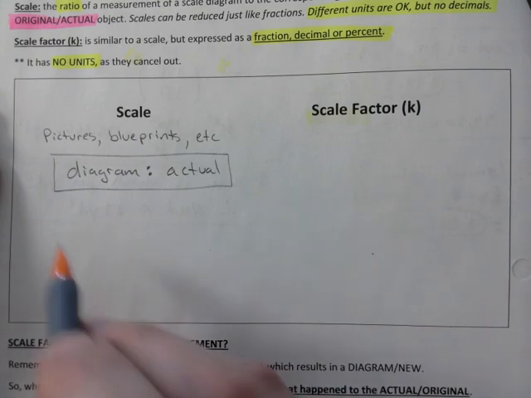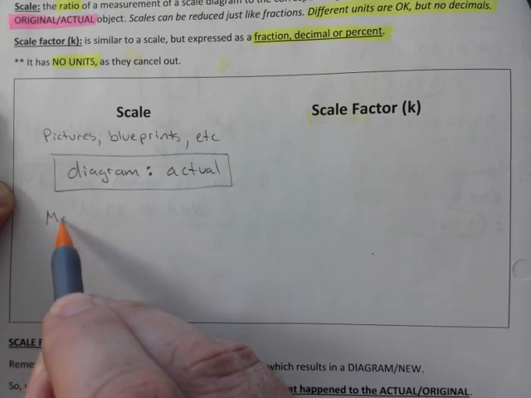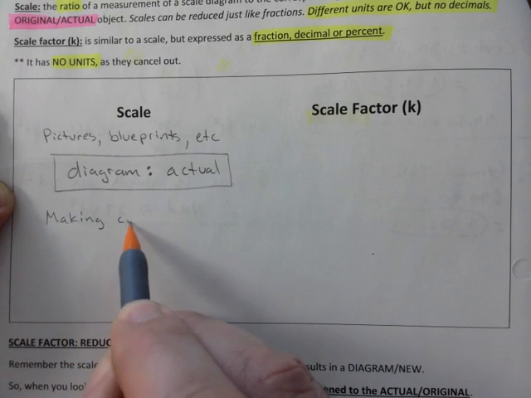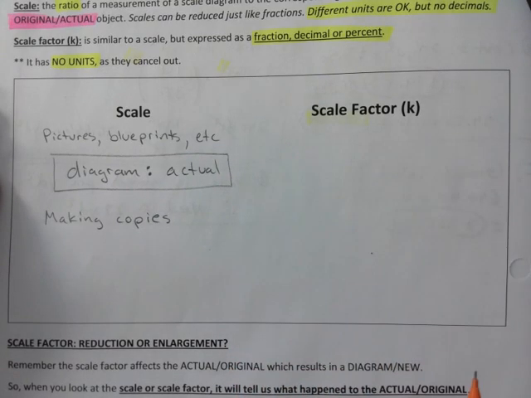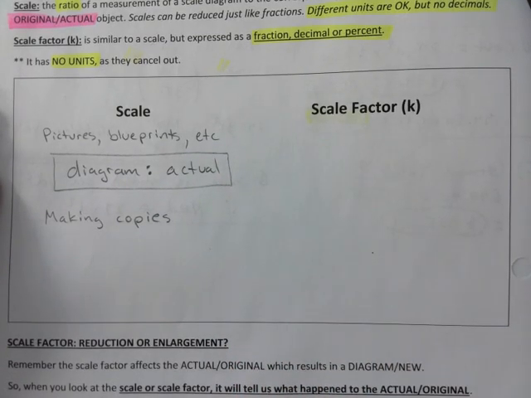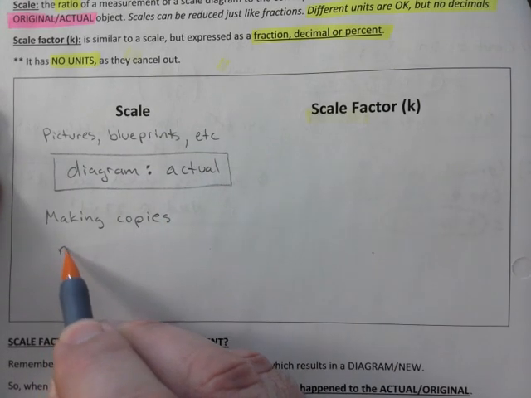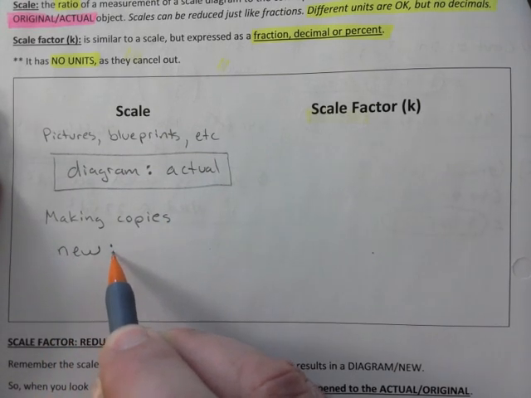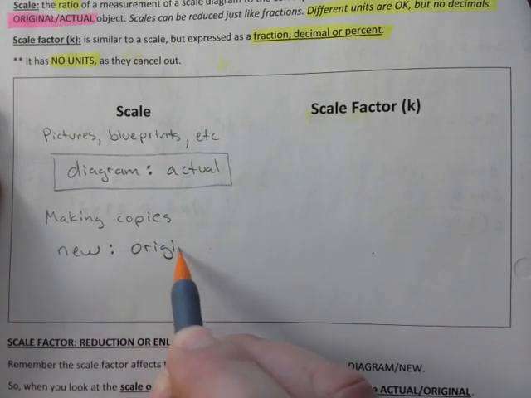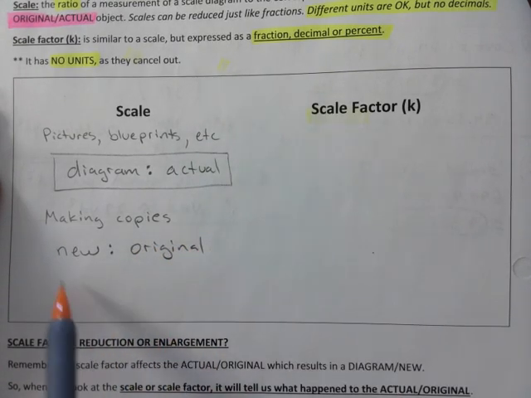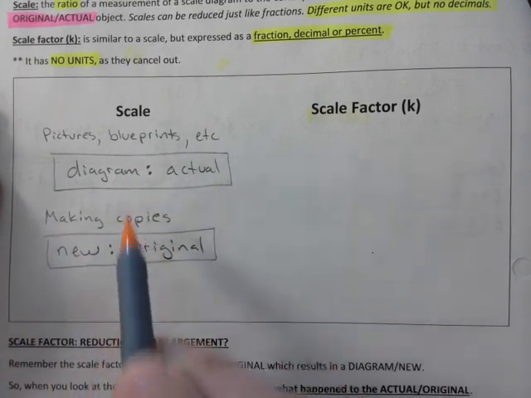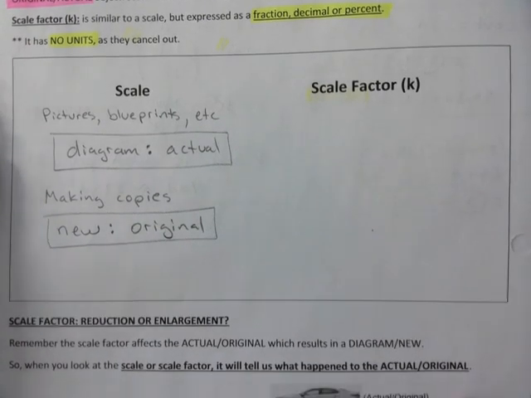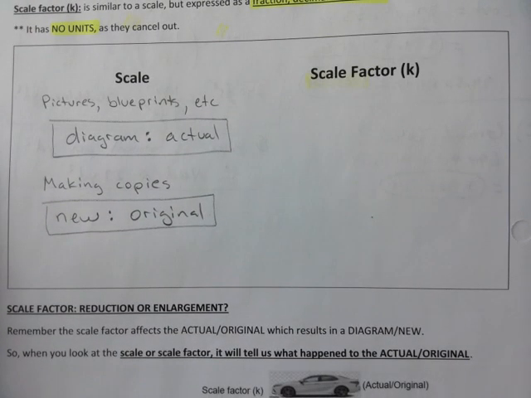And when you're making copies, so you start with one, you make a bigger version of that one or a smaller version of that one. I prefer to use new and original. It makes it easier when you work with a question and you're using one of these two versions, depending on the context.